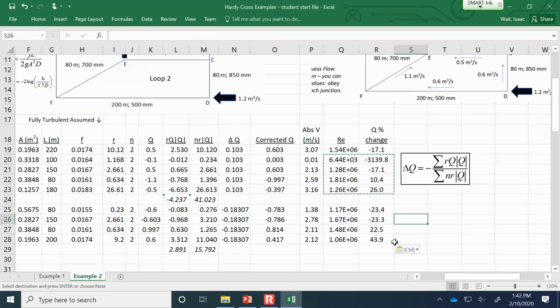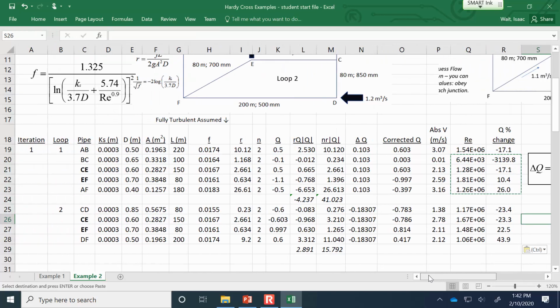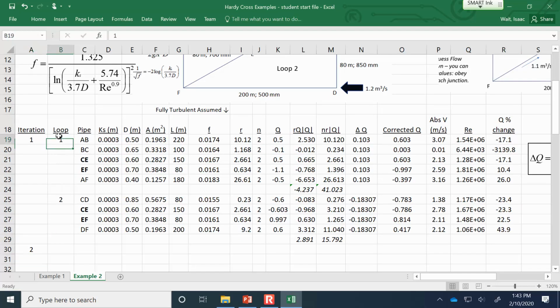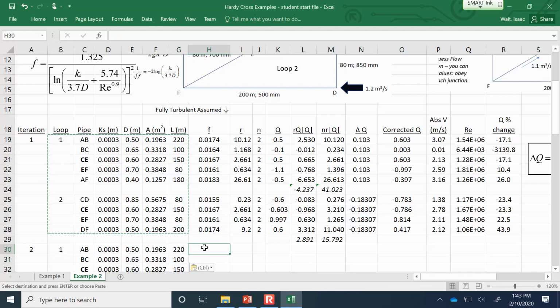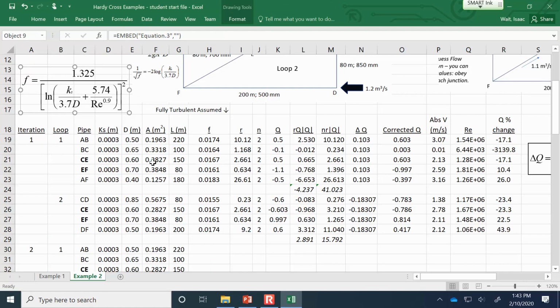Okay, so let's finalize this by getting the iterations done. So now we're going to do iteration 2, and we can copy all of this same data about the pipe network. So Control C, Control V to paste it. But we're going to use the full Jane equation for the F values this time.